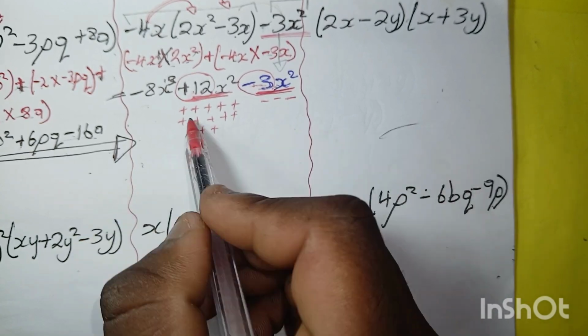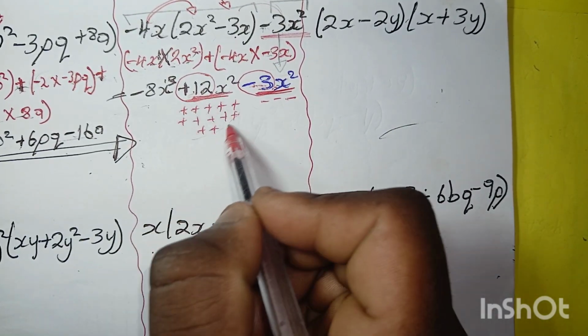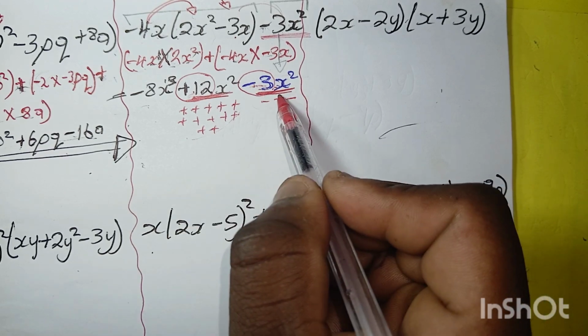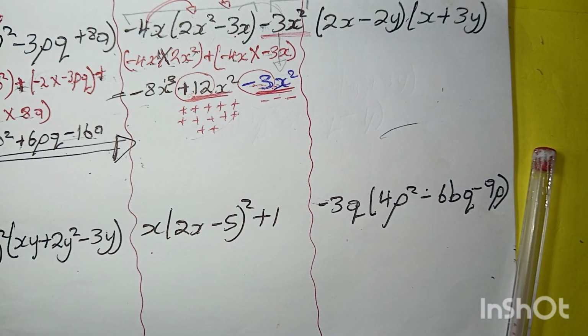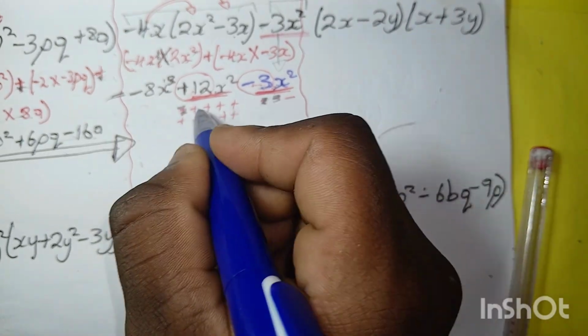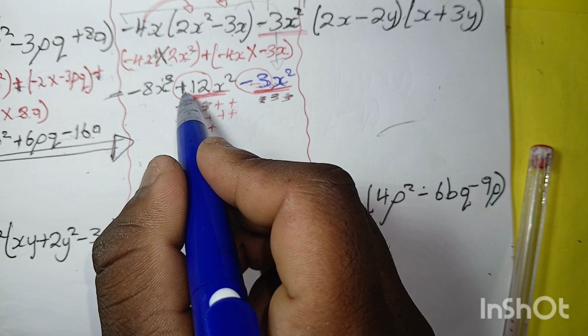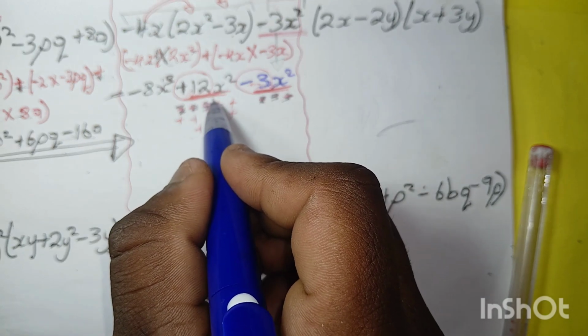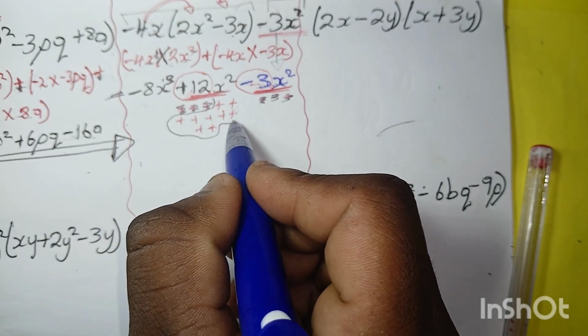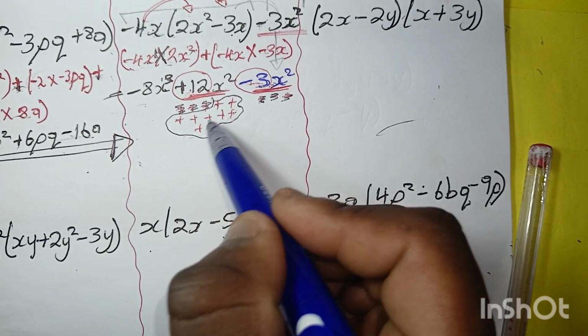So let me count: 1, 2, 3, 4, 5, 6, 7, 8, 9, 10, 11, 12. So here we've got positive 12, and here we've got negative 3. Because they are different signs, they will just fight. Meaning that the sign that has the bigger number is the one which will be left. Do you see? Meaning here we're left with 1, 2, 3, 4, 5, 6, 7, 8, 9.